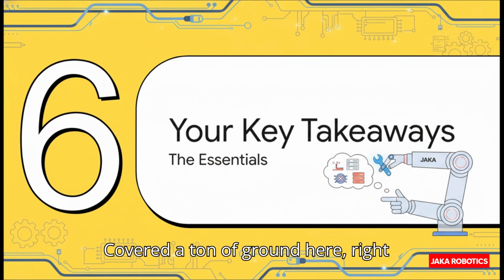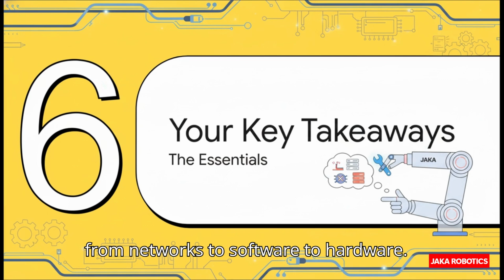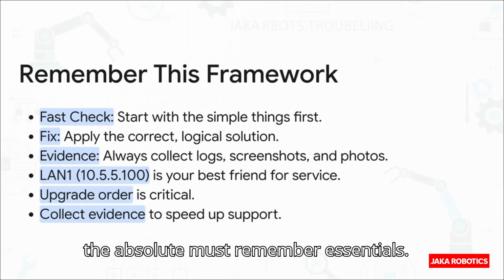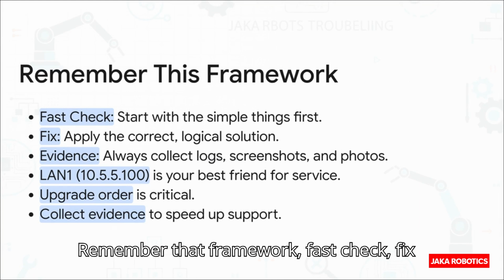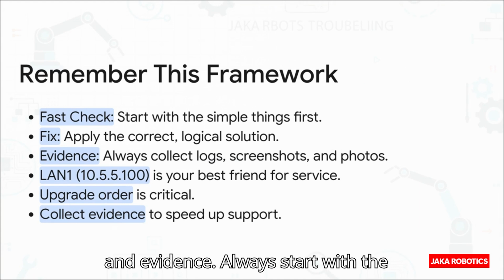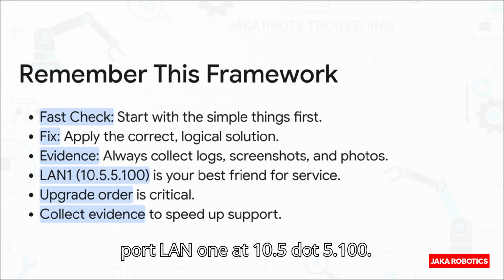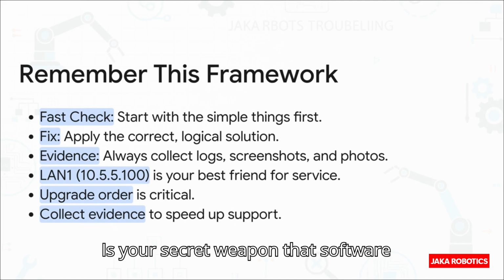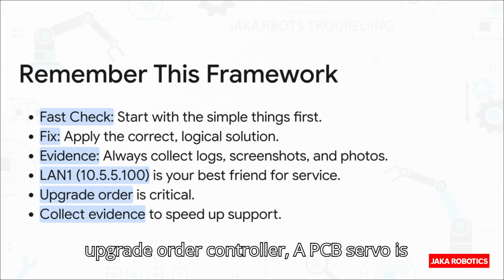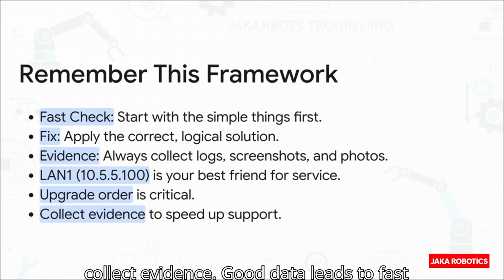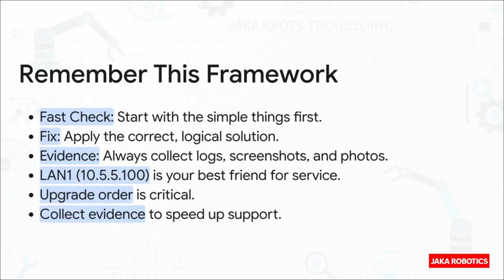Wow, okay, we have covered a ton of ground here, right? From networks to software to hardware. Let's just boil it all down to the absolute must-remember essentials. Remember that framework: fast, check, fix, and evidence. Always start with the simple stuff. Remember that your service port, LAN 1 at 10.5.5.100, is your secret weapon. That software upgrade order, controller, APP, SCB, servo, is critical. And finally, always collect evidence. Good data leads to fast solutions.